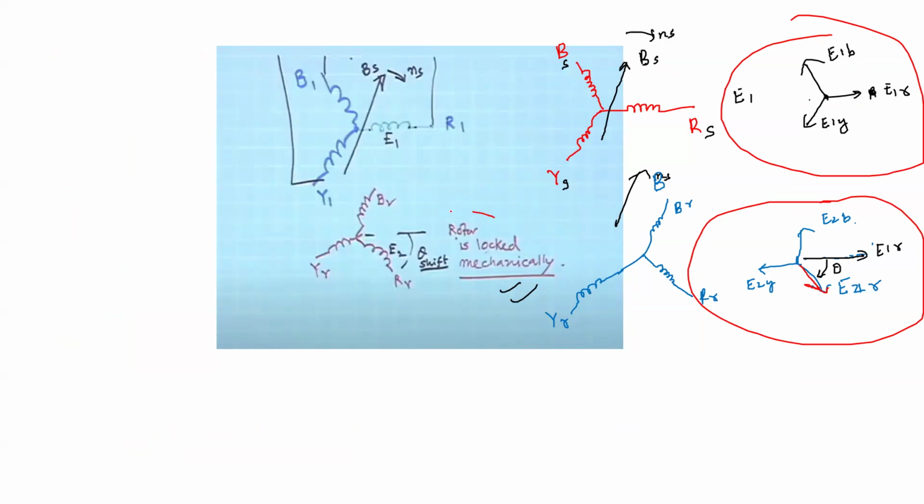Suppose this rotor is locked mechanically, like the rotor is not rotating and it is open circuited. So in this case, what will be the E2? It will be nothing but where this rotor winding will have maximum MMF, right? Corresponding to that, this MMF is cutting these windings, and because these windings are distributed in space, that is why this EMF is also distributed, right?